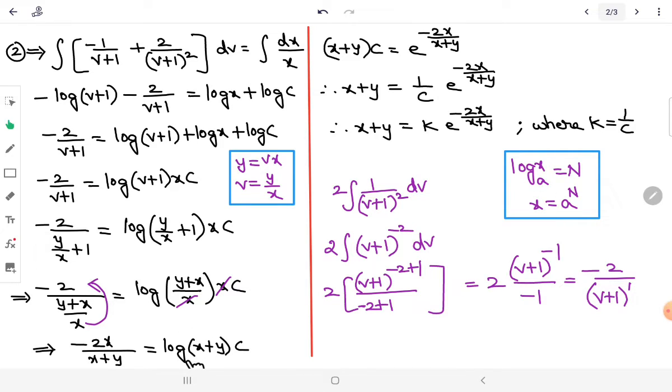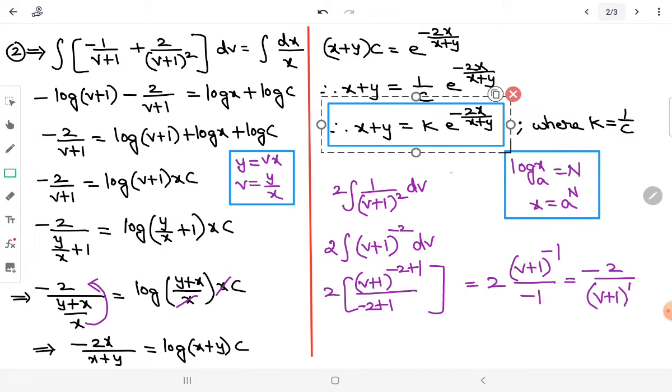Similarly, here the base is nothing but e. So from this, (x plus y) whole into c can be written as e power the term. Now here c, take it to the other side, you will get 1 by c. Now in the book back they have given some constant k. So what they have considered as this 1 by c, the constant term, they have taken it as k. So the final answer is x plus y is equal to k into e power minus 2x by (x plus y). This is your final answer, where your k is nothing but this 1 by c.